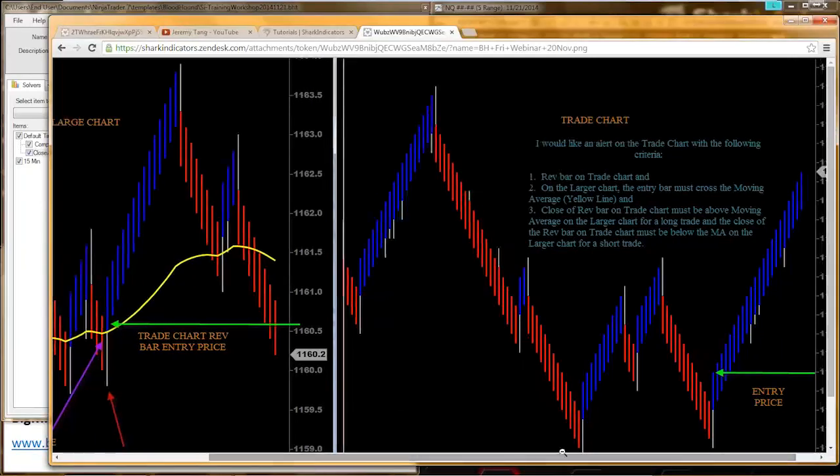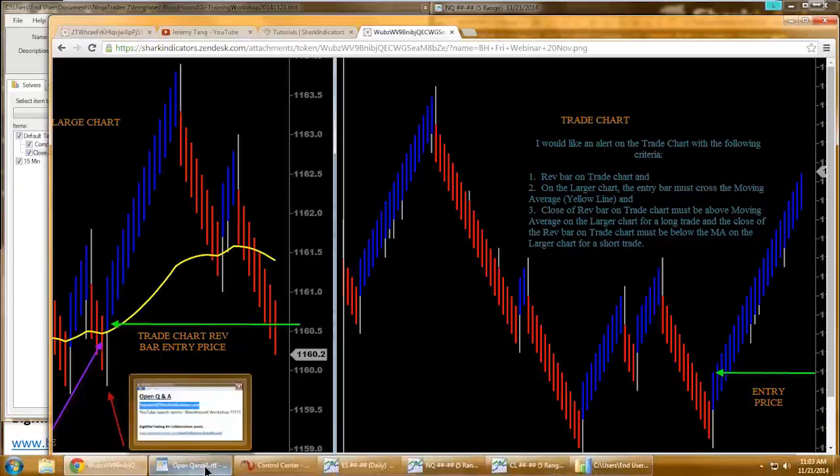So the issue is that this reversal bar up closes and occurs much sooner than it will on the higher time frame. And so essentially several bars will have to go by on the lower time frame before the bar on the higher time frame actually closes and can be read.